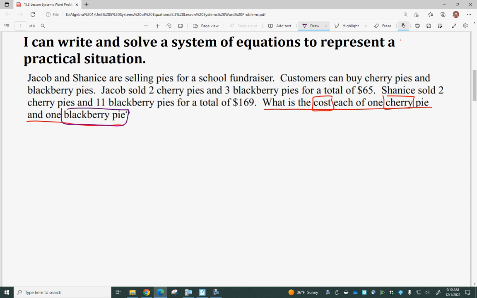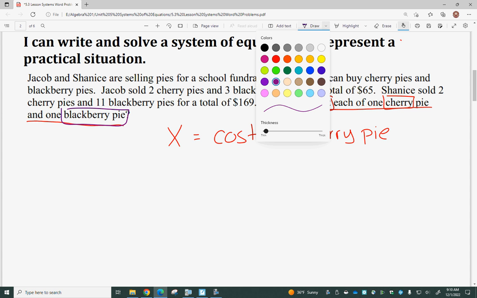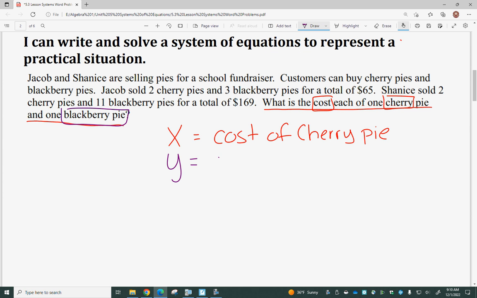So those are the two things we're missing, the cost of a cherry pie and the cost of a blackberry pie. So I'm going to say X equals the cost of a cherry pie. And then I'm going to say that Y equals the cost of a blackberry pie.